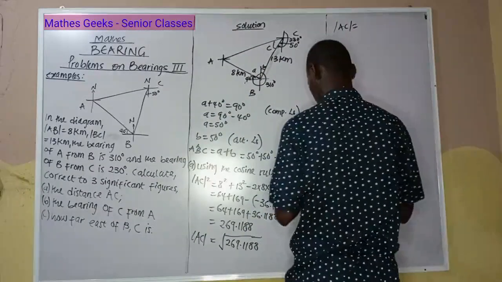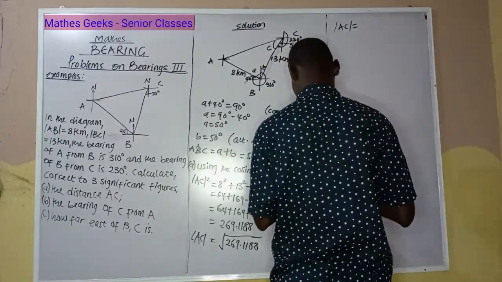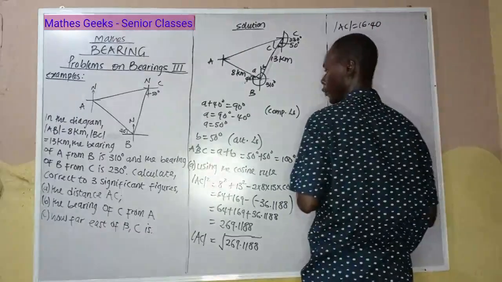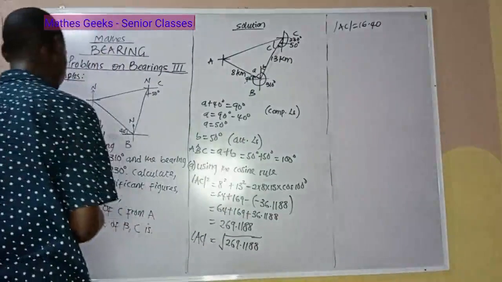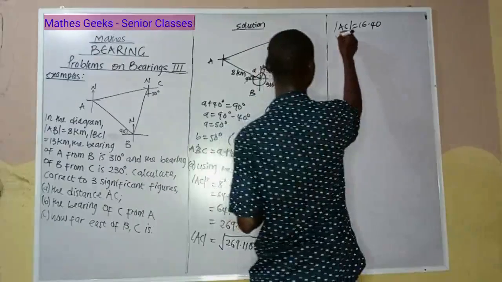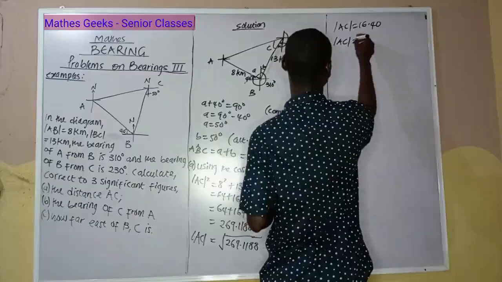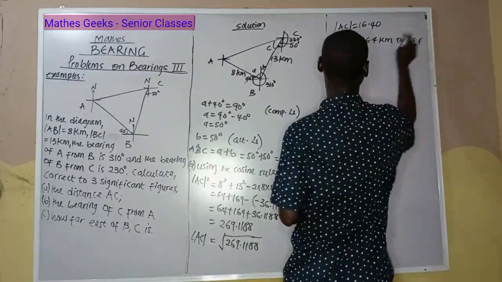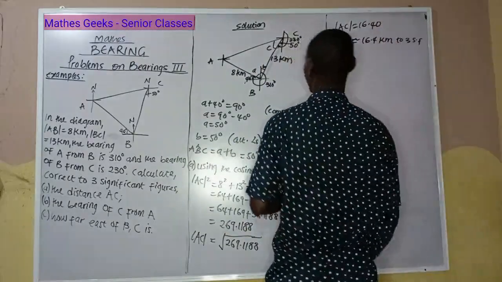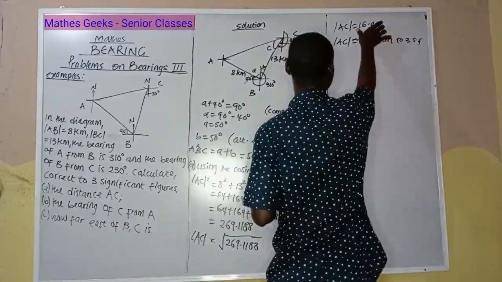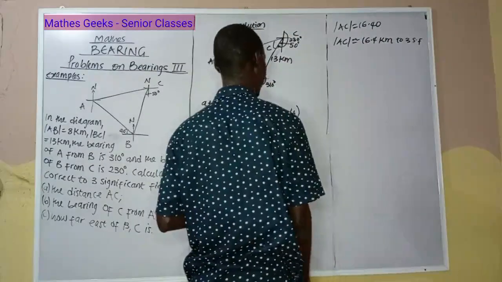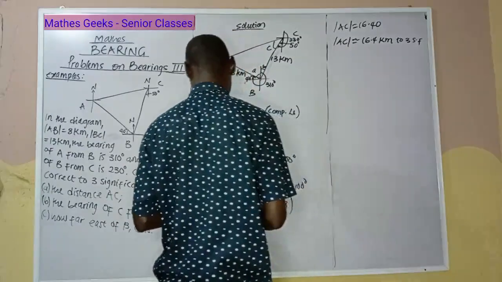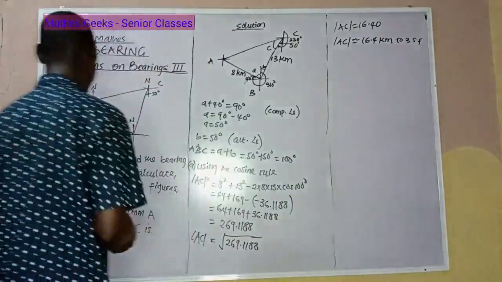Line AC is equal to the square root, which is 16.40. How many significant figures? To 3 significant figures, line AC is approximately 16.4 kilometers. You can see 0.40, because the 0 is non-significant, so it's already corrected to 3 significant figures. So I just decided not to include the 0. So that's for AC. Let's look at B.